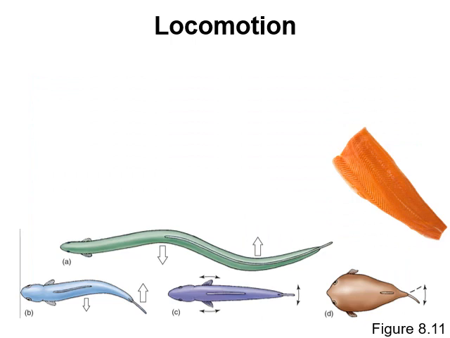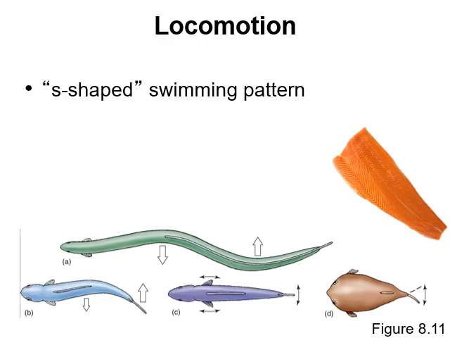So let's talk a little bit more about how fishes actually swim. Most fishes use what's known as an S-shaped swimming pattern, where they bend their whole body into an S shape. And that S moves back and forth. It recoils back and forth.